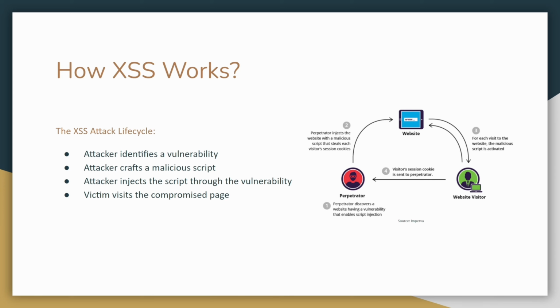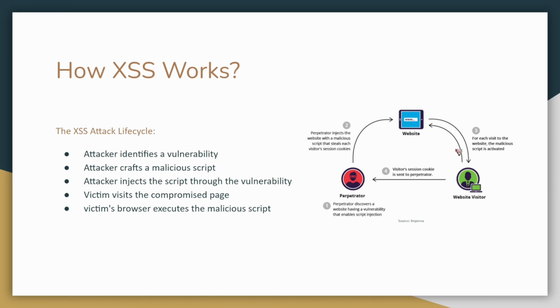The next step is when the victim visits the compromised page. This could be because they clicked a specifically crafted link sent by the attacker, or simply because they navigated to a page where the malicious script has been stored. Finally, the victim's browser receives the web page, including the injected malicious script. Because the browser trusts the origin of the website, it executes this script without question.